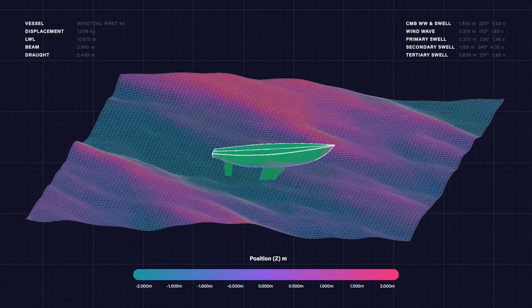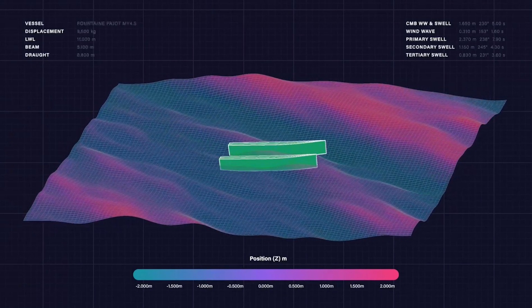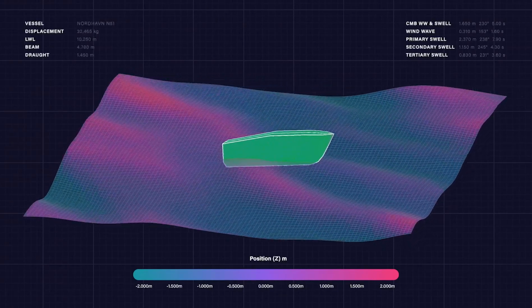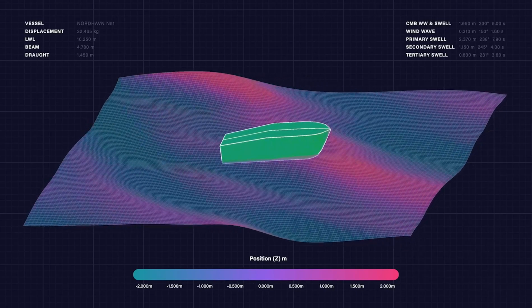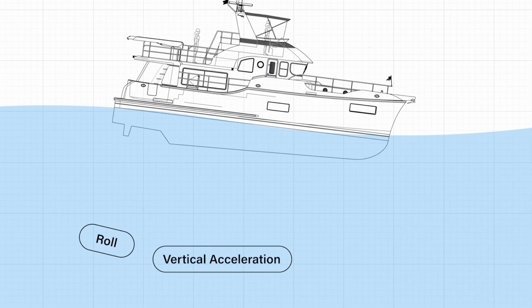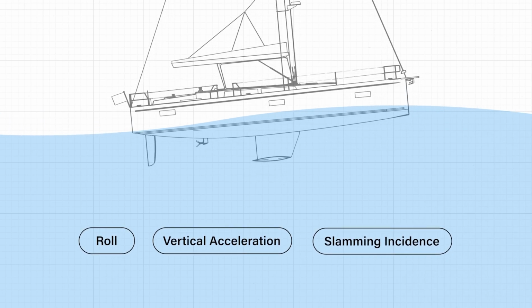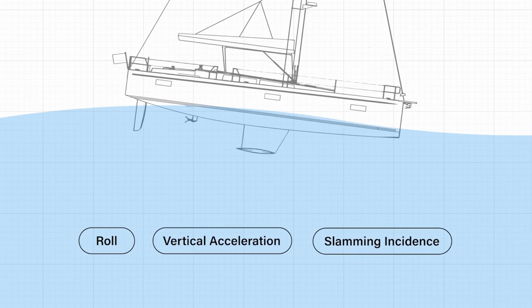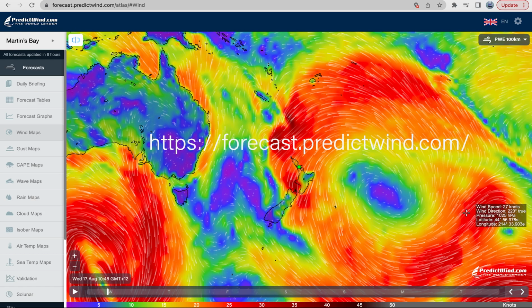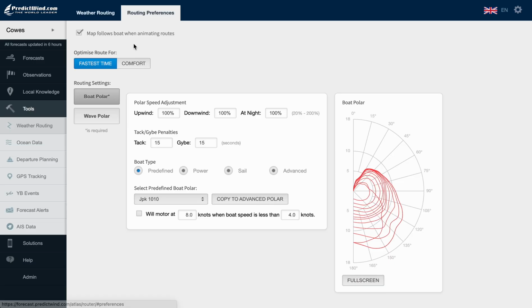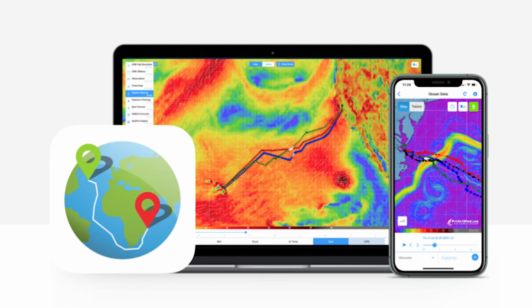With PredictWind weather routing, you can set your wave polar to define the performance of your boat in various wave conditions and view the roll, vertical accelerations, and slamming incidents that your boat will experience along the route. Setting up the wave polar can only be done on the PredictWind forecast website. Once set up, all the PredictWind apps will use these settings saved on your account.